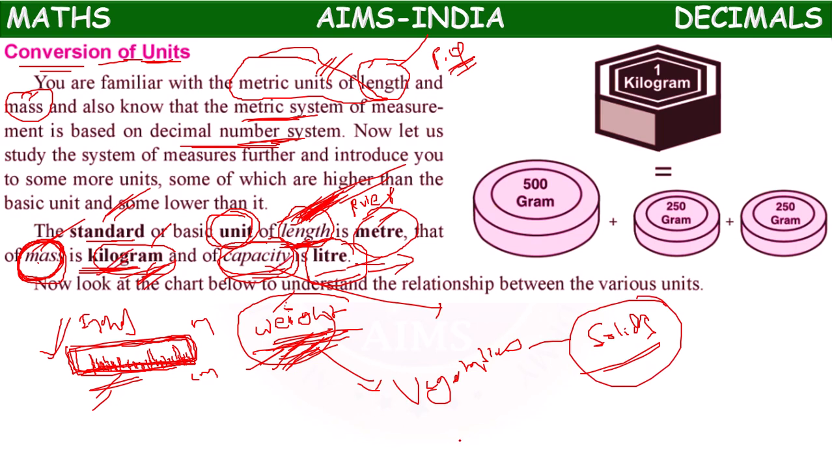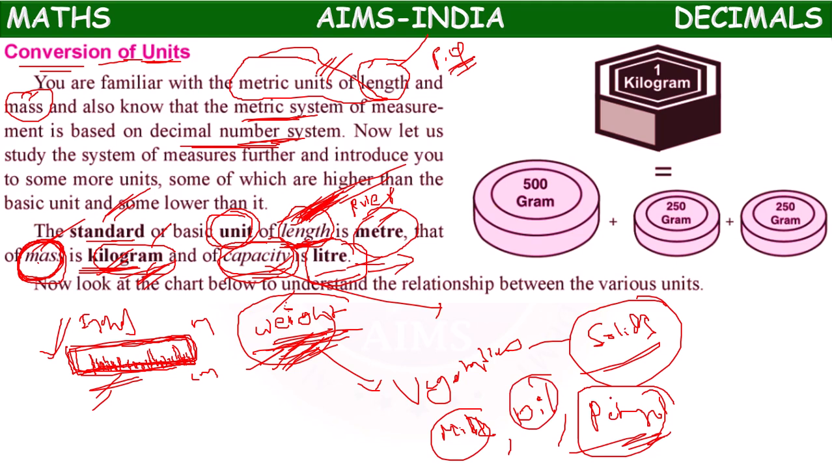Whereas if you take the example of milk, or vegetable oil, or if your father has a bike or car, they will make use of the fuel called petrol. Milk, oil, petrol, these are all liquids whose capacity will be measured with the help of liter.